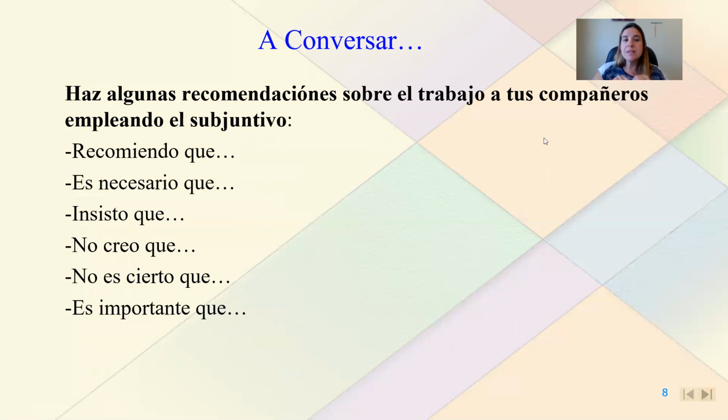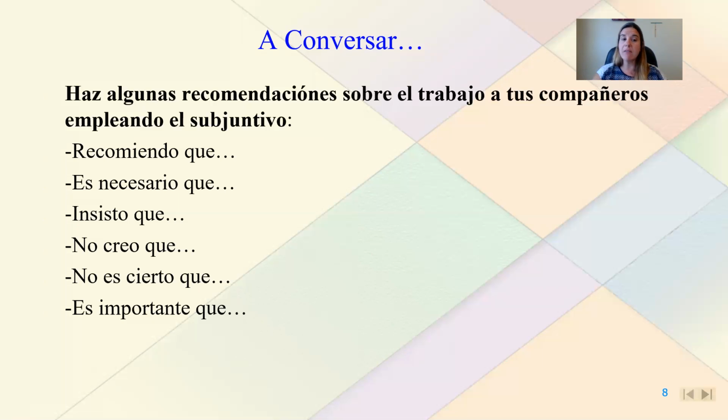And it says, haz algunas recomendaciones sobre el trabajo a tus compañeros empleando el subjuntivo. So you're making recommendations. Recomiendo que, es necesario que, insisto que, no creo que, no es cierto que, or es importante que. I would say just take maybe 3 or 4 of these. You don't have to do them all. And follow them with a verb. So after that que, I recommend that. It is necessary that. I insist that. Put it in the subjunctive, whatever that verb is.